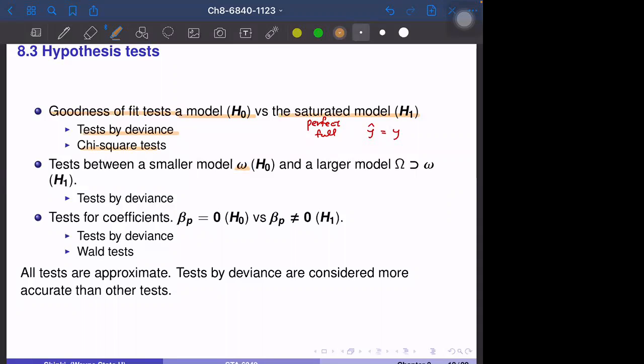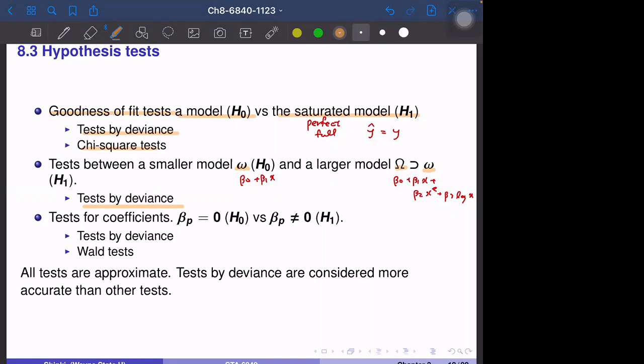And omega should include the lowercase omega. So for example, the smaller model is eta is equal to beta naught plus beta 1x, and the larger model is beta naught plus beta 1x plus maybe beta 2x squared plus beta 3 log of x or something like that. Okay, so smaller model and larger model we compare. And we use the test by deviance. And the third test is the test for coefficients.